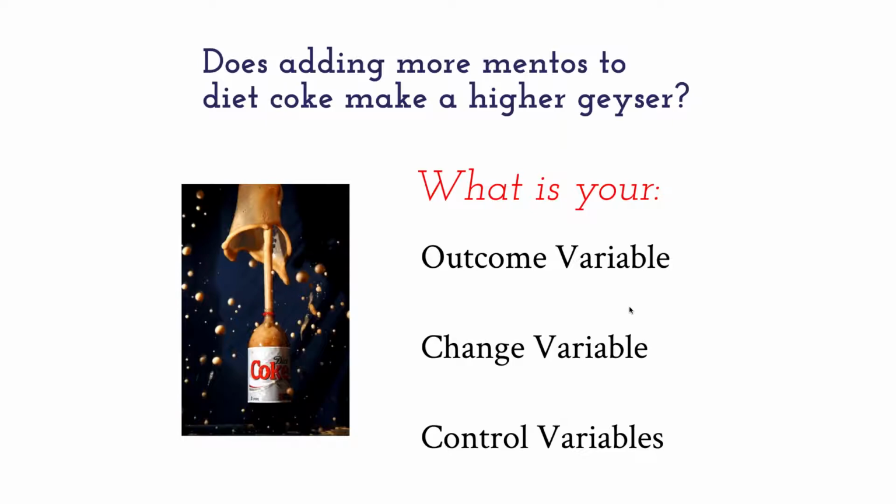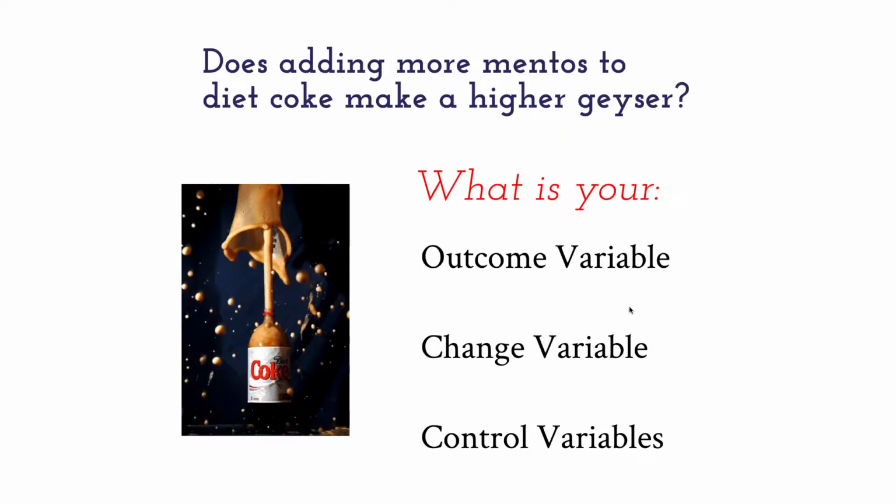What did we keep the same? Well, if we're testing the different number of Mentos, we didn't change the kind of soda, we didn't change the type of soda bottle, we tried to keep our environment the same when we're doing this experiment. So it's not very complicated once you think about it this way, but it is something to think about when you're setting up your experiment.